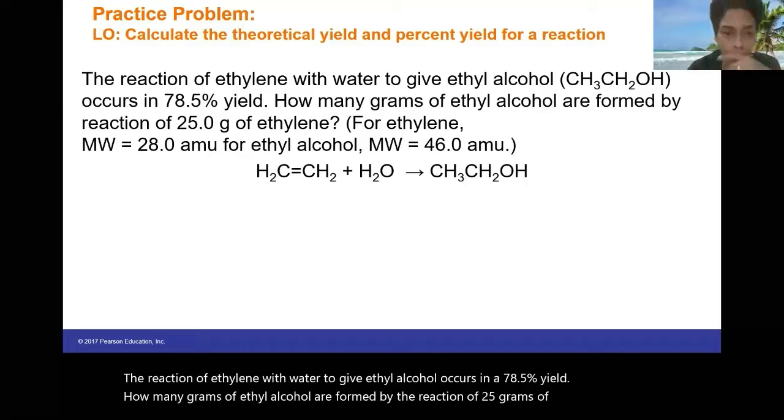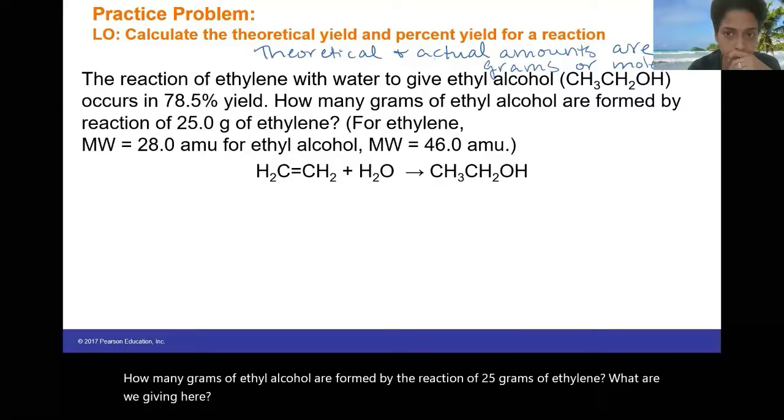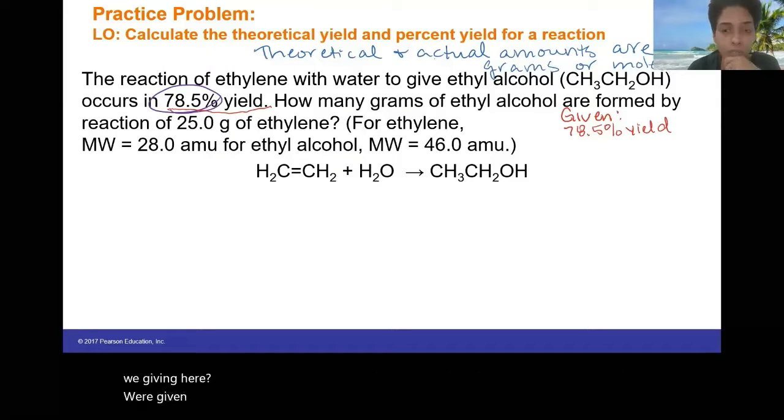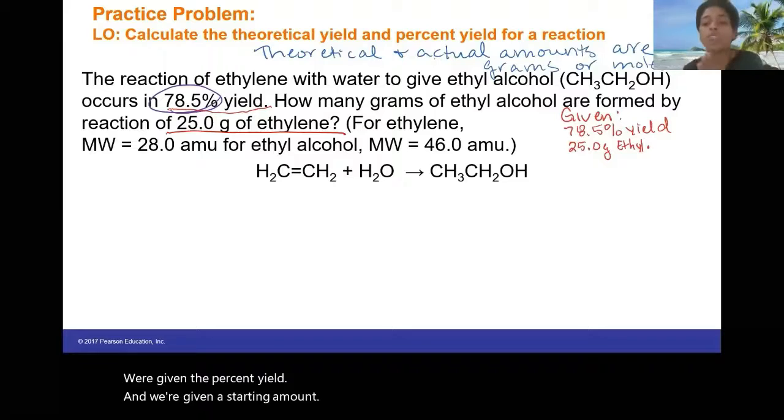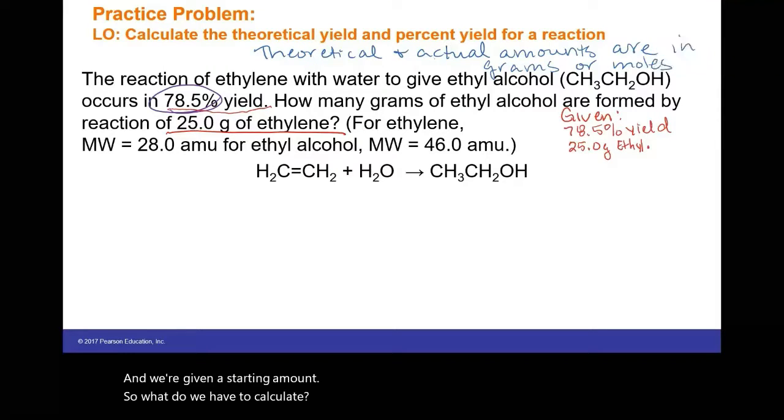What are we given here? We're given the percent yield and we're given a starting amount. So what do we have to calculate? The theoretical yield. We have to calculate the theoretical yield.